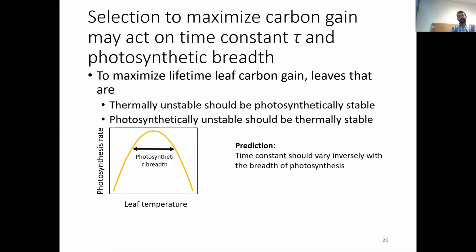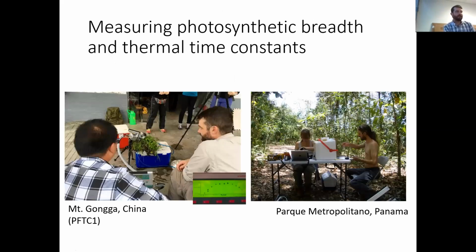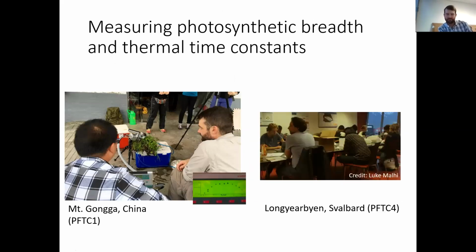Okay, so there's a bunch of mathematics under the hood here, which we don't have time to get into today. But we can mathematically show that these thermal time constants should vary inversely with the breadth of photosynthesis. Remember, the breadth of photosynthesis is how narrow or wide this curve is. So we were able to mathematically propose this hypothesis.